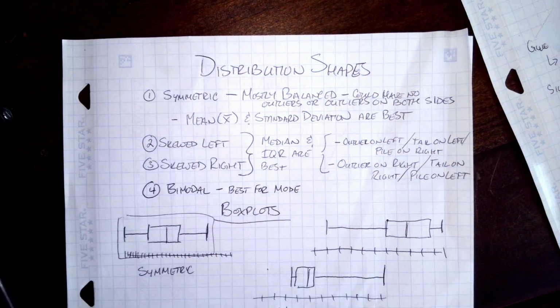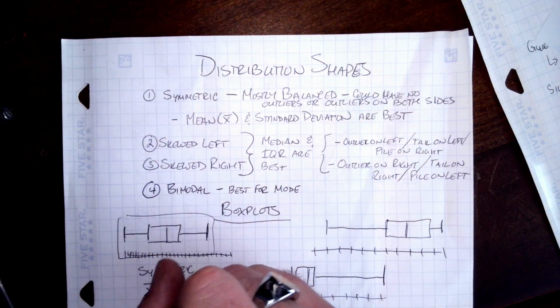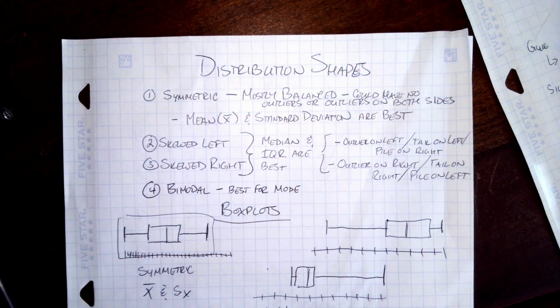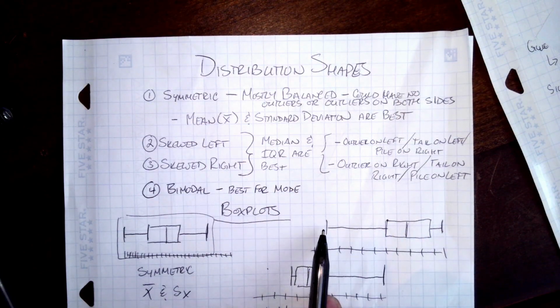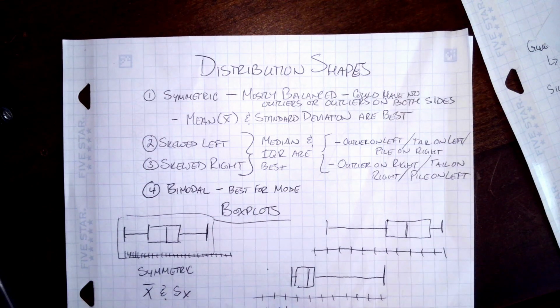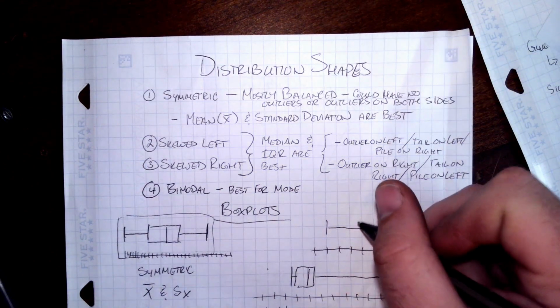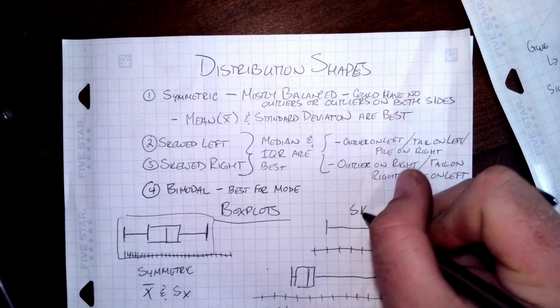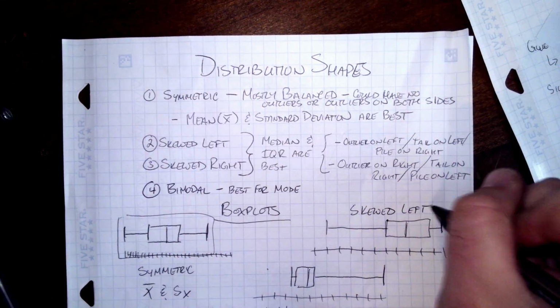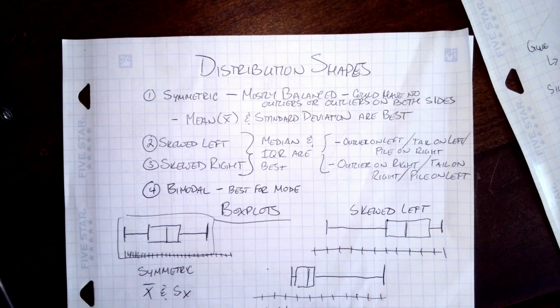And even though we use the 5-number summary to graph this, that means that the mean and the standard deviation are best. Over here, we have a box plot where the whisker on the left is much, much longer than the whisker on the right. So the whisker on the left is skewing the data left. So we are skewed left.